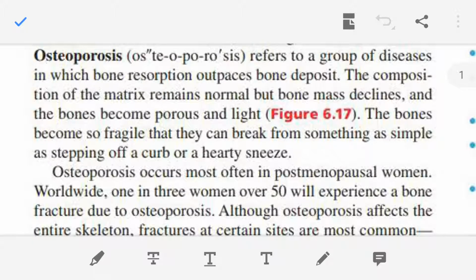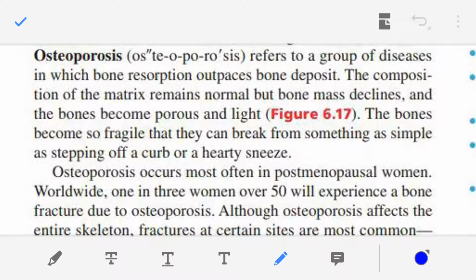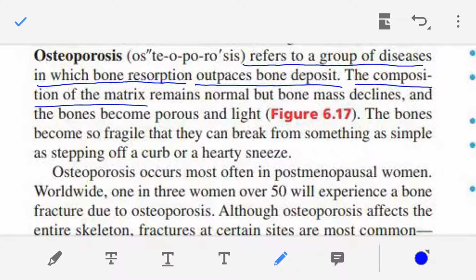Now, what is osteoporosis? Osteoporosis refers to a group of diseases. It is not one disease, but a group of diseases in which bone resorption outpaces bone deposit. Bone resorption is taking place very quickly in comparison with bone deposit. Here the composition of the matrix remains normal. In osteoporosis the bone matrix composition remains the same, but the bone mass declines.